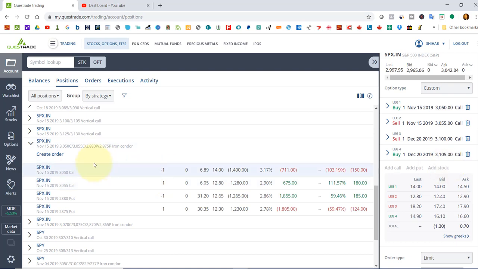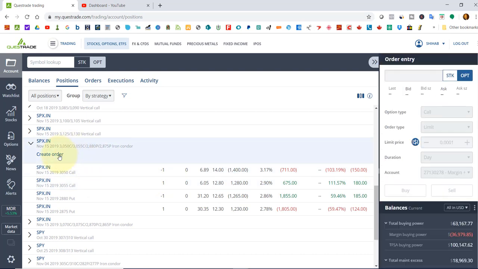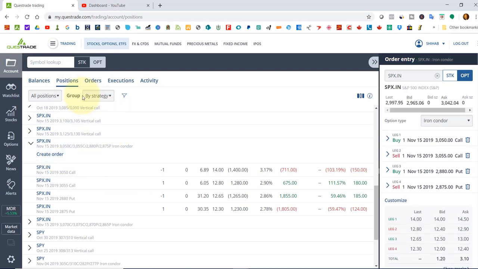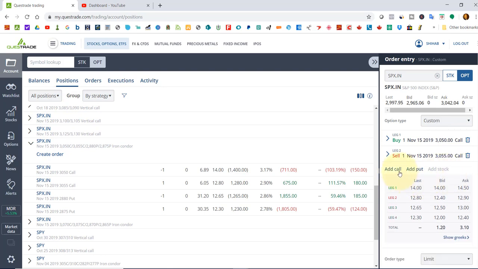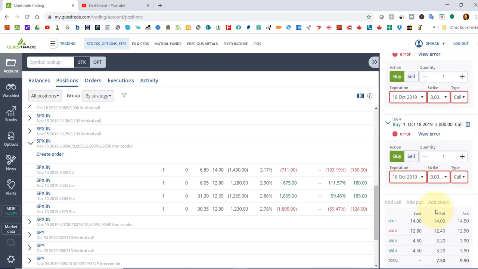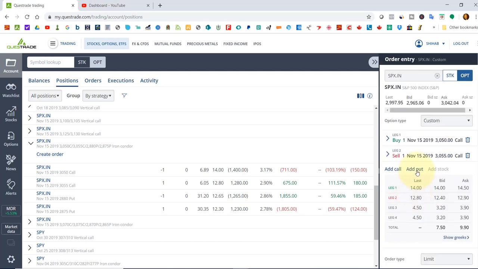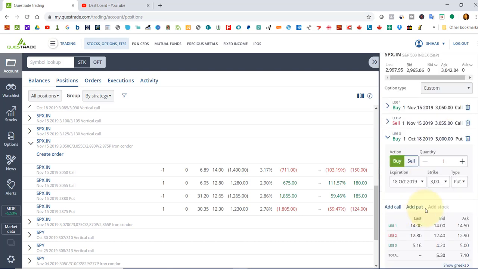But in Questrade, this would be the way to do it: simply create an order, make sure you're under group by strategy, and then you can remove the legs that you don't want, and you can add more calls. It's always going to be a maximum of 4 legs though. And you could add more puts as well if you want to do puts instead.